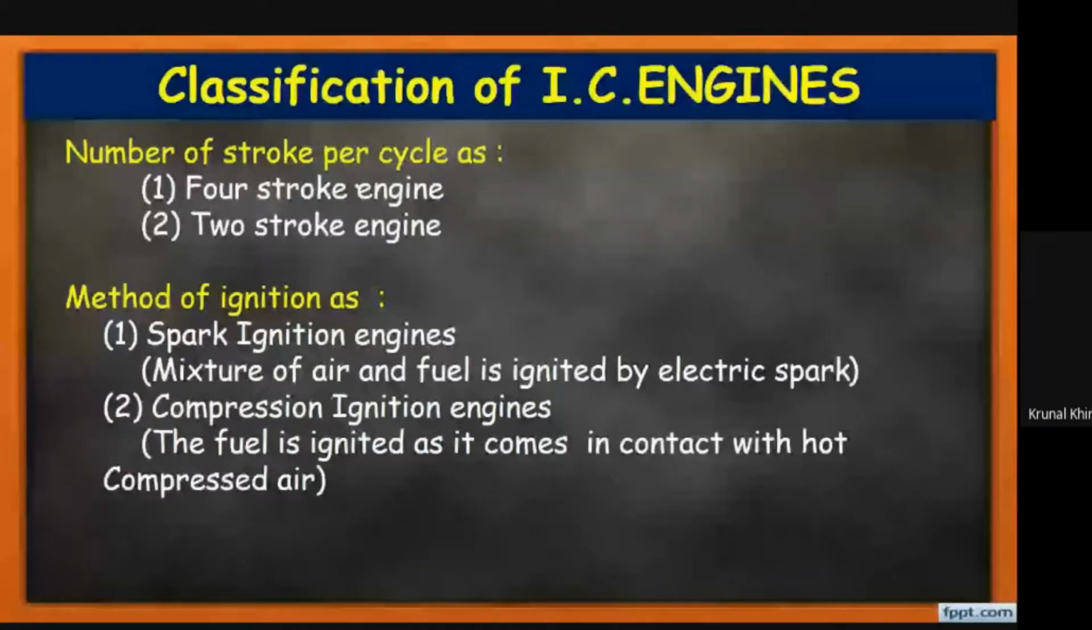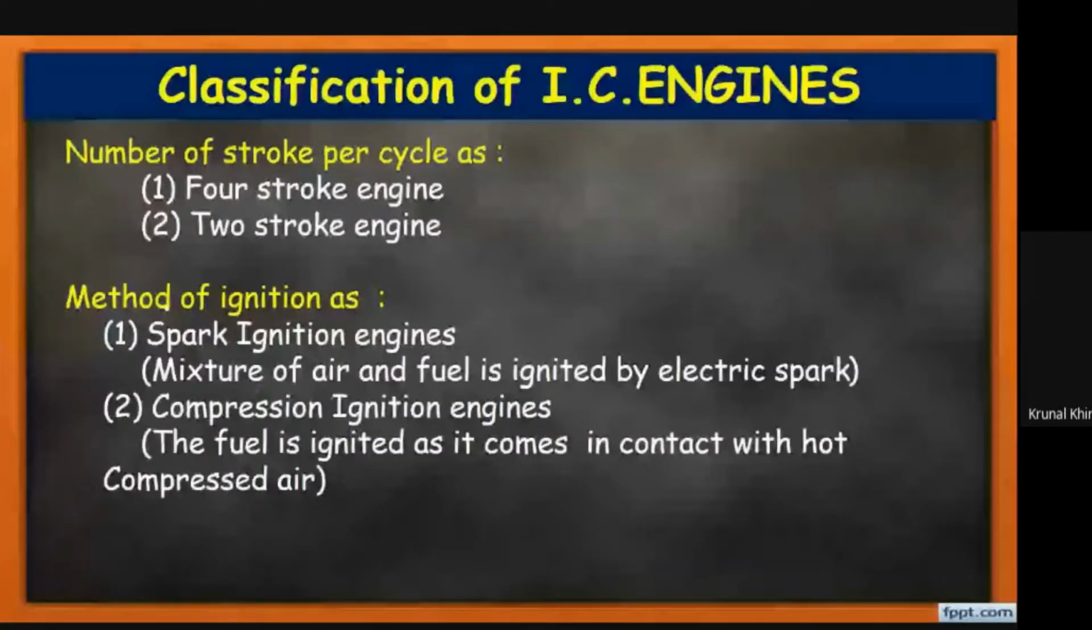If the cycle is completed in 4 strokes, we call it a 4-stroke engine, and if the cycle completes in 2 strokes, it is a 2-stroke engine. A 2-stroke engine means there is 1 revolution of the crank, and a 4-stroke engine means there are 2 revolutions of the crank. And as all of you know, in the 4-stroke engine we have the suction, compression, combustion, and exhaust strokes.